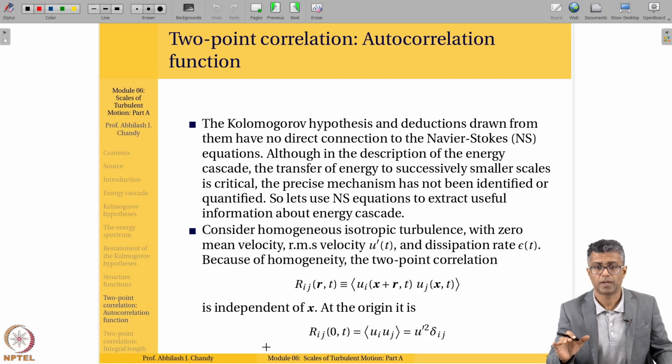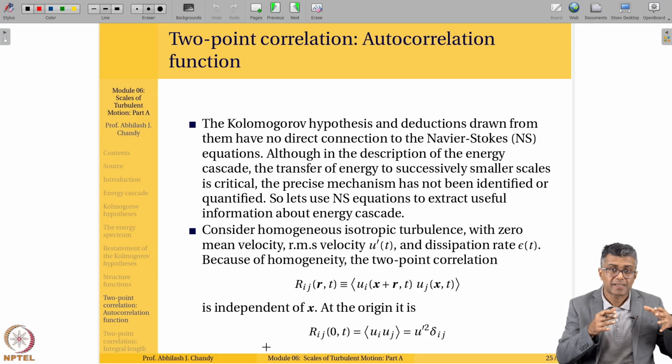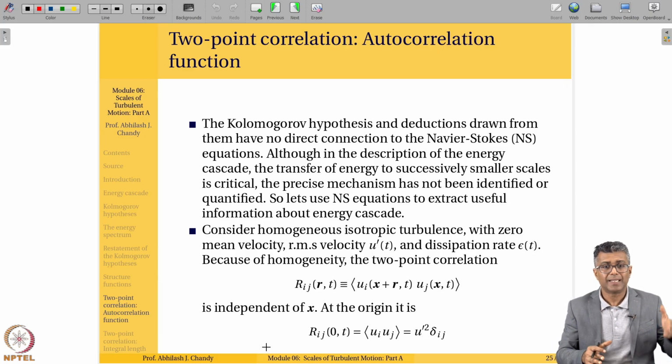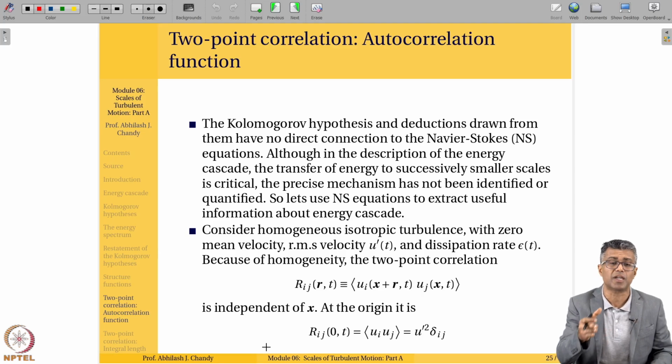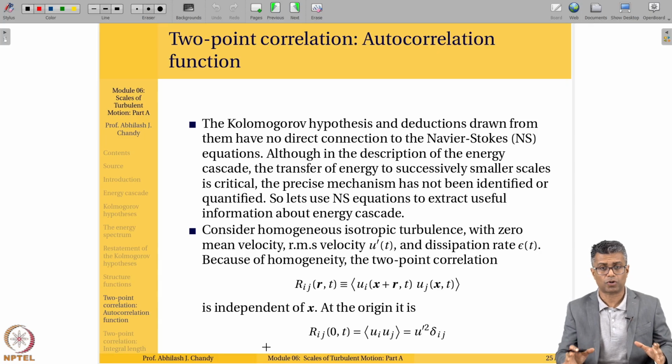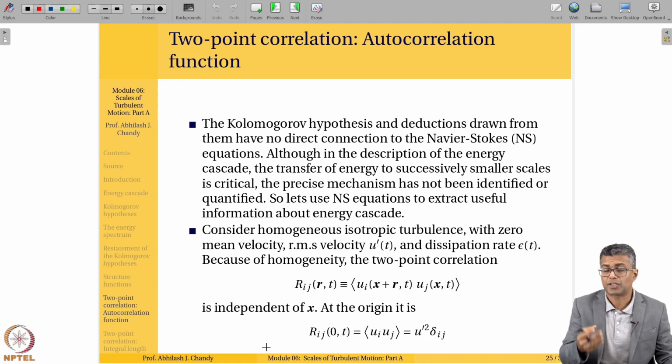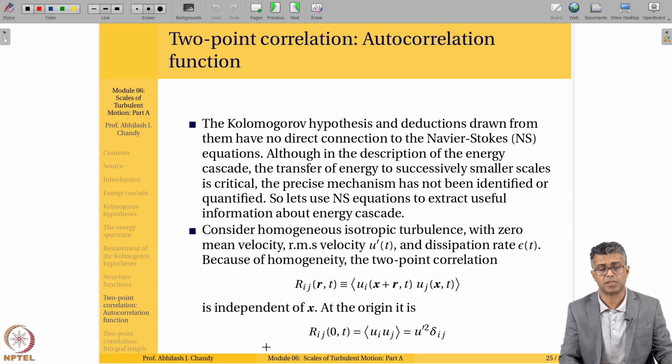Navier-Stokes equations. Now, when we describe the energy cascade, the transfer of energy to successively smaller scales is indeed critical, but the precise mechanism we haven't identified yet, right? Kolmogorov's hypothesis talks about that, but the mechanism in terms of the equations, we have not talked about how that happens. So let's look at the Navier-Stokes equations in a little bit more detail, and let's see from there if we can get some information regarding the energy cascade.